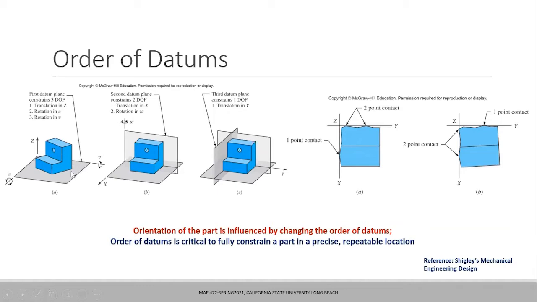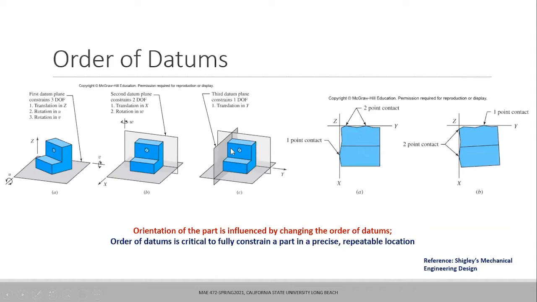So let me actually explain here what we are doing. We are first placing this object on the bottom surface. Then we are constraining this part against the back surface. And then we are constraining this part against the third datum plane, which is this. By doing that, we are immobilizing this part. This part cannot move anywhere else. It cannot go in the Z direction or X direction or Y direction, and cannot rotate anywhere.